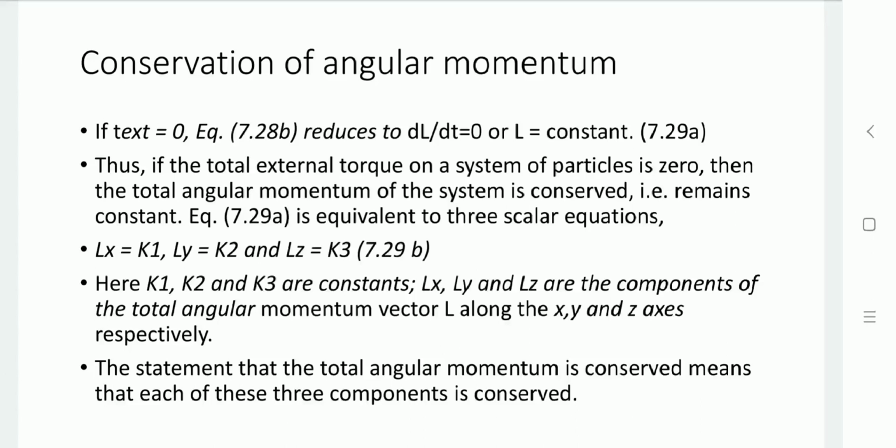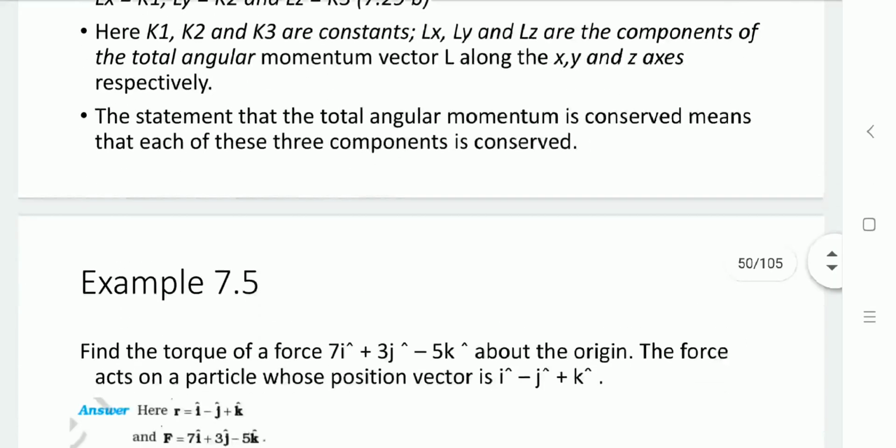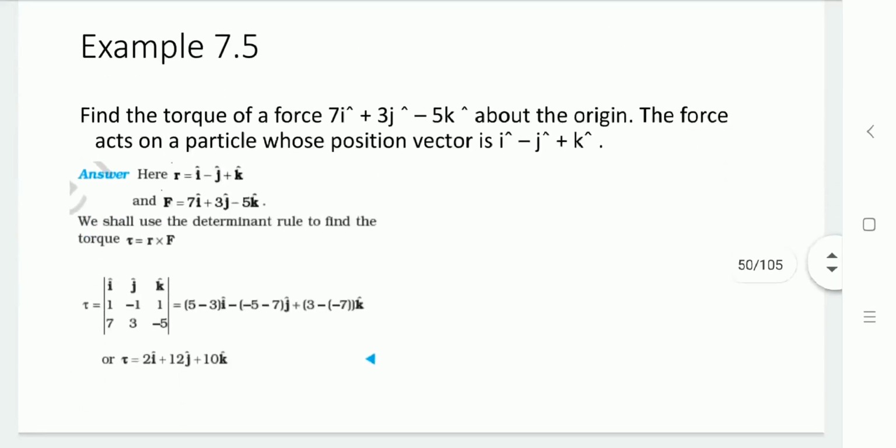Lx equal to k1, Ly equal to k2 and Lz equal to k3. So Lx, Ly and Lz are the components of the total angular momentum vector L, and k1, k2, k3 are constant values. So if the total angular momentum is conserved, it means each of these three components should be conserved. Let us understand with an example.